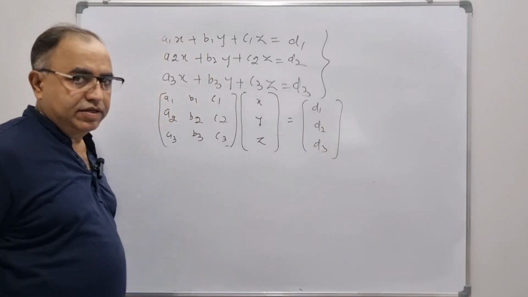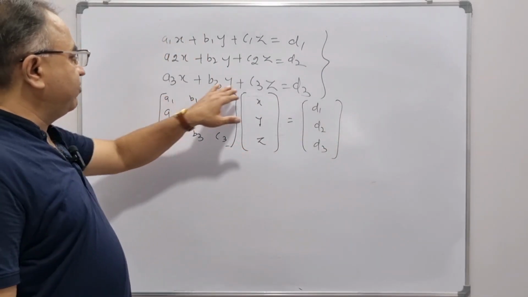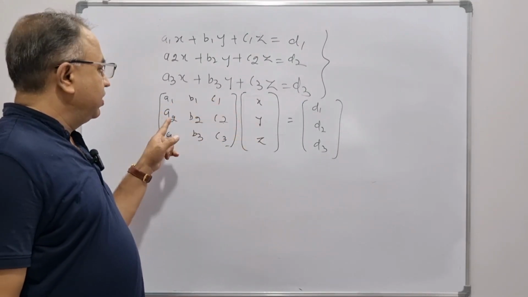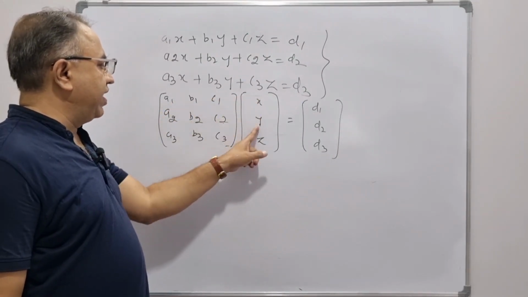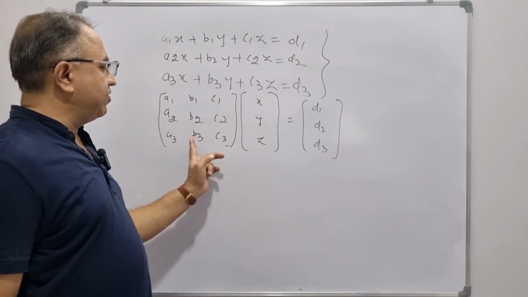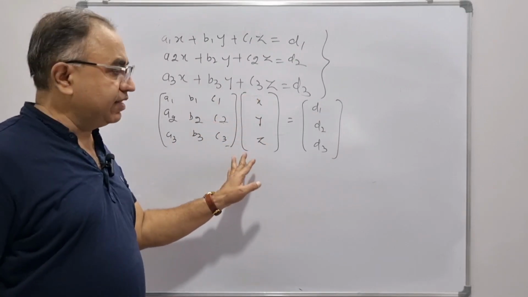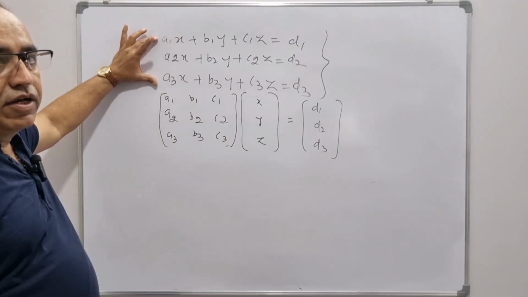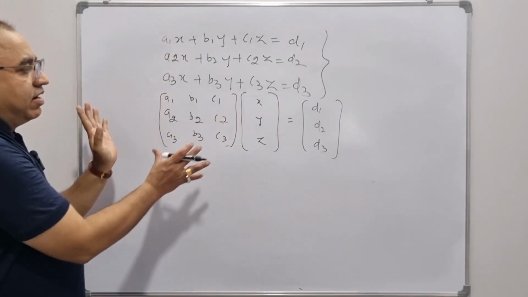You can check it. If you multiply these two, the first row, first column entry will be a1x plus b1y plus c1z. The second entry will be a2x plus b2y plus c2z, and the third a3x plus b3y plus c3z. When the two matrices are equal, their corresponding entries are equal. So this is the result you get. Either you write this or you write this, they are the same.